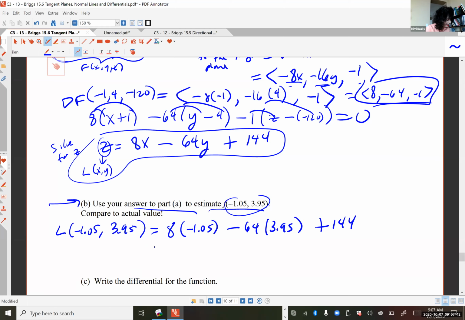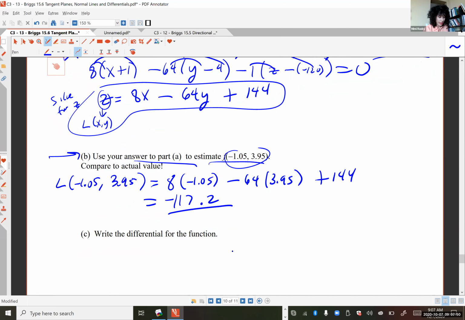And I get negative 117.2, okay? And now, is that a good answer, compared to the actual value? So the actual value is the original function evaluated at negative 1.05, 3.95, the coordinates at that point.